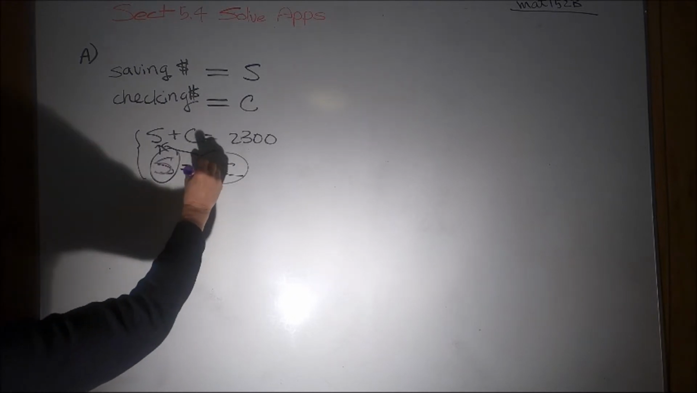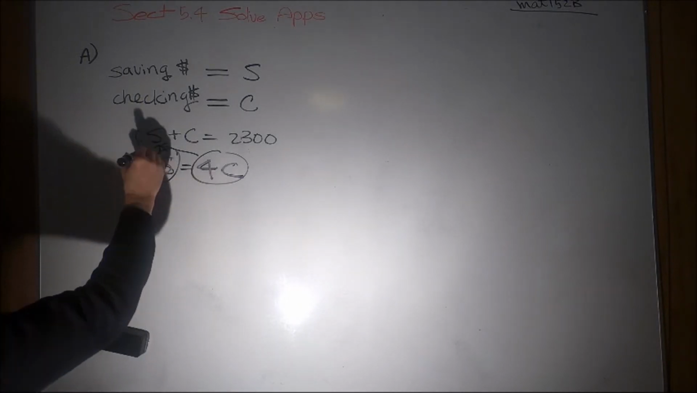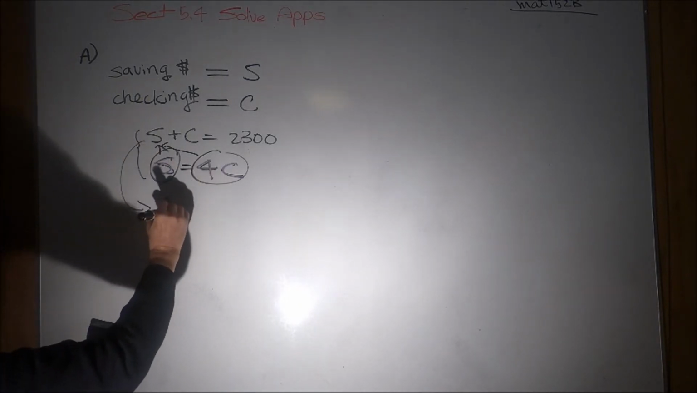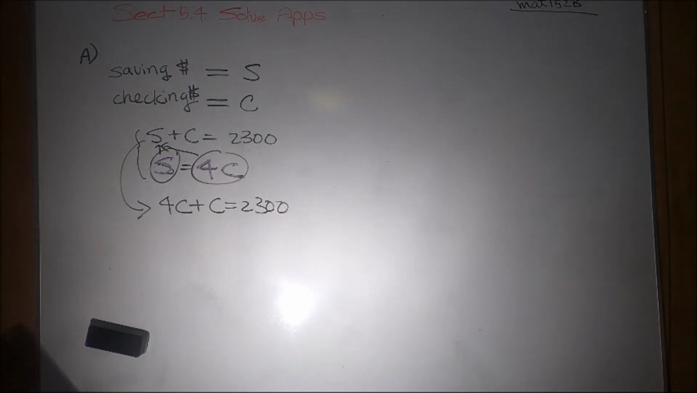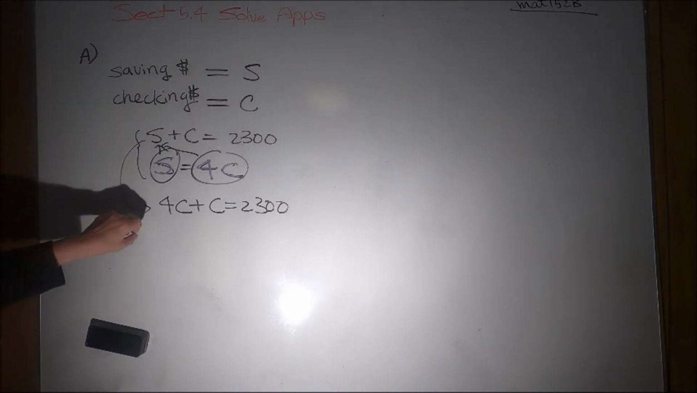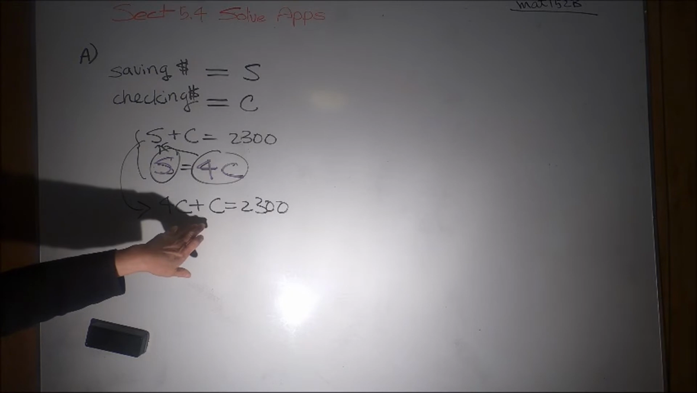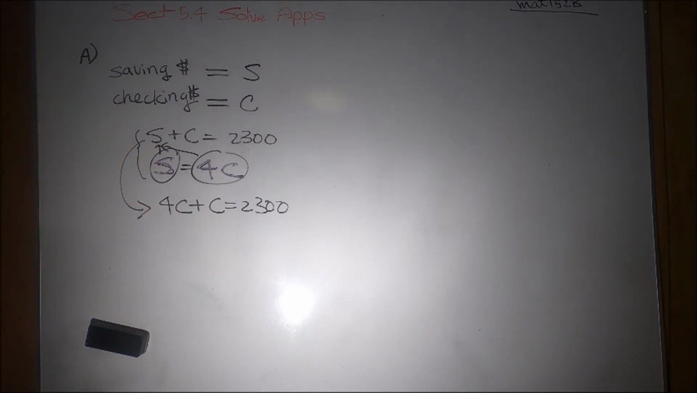So you substitute for S. It's the same thing as 4C, so you replace S with 4C. That will be 4C plus C equals 2,300, right? After the substitution, you end up with 1 equation, 1 variable, instead of 2 equations, 2 variables. So we make the situation simpler.